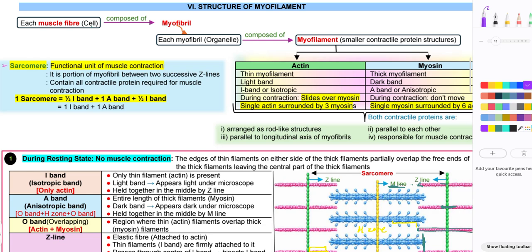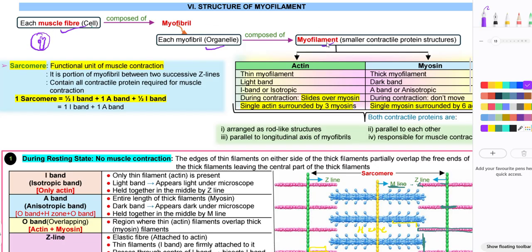We have studied that inside a cell the nucleus will be there, then we have endoplasmic reticulum, ribosomes, and these are the cell organelles. So what is a cell over here? Muscle fiber. Then inside the muscle fiber you have an organelle, we call it myofibril. This myofibril is composed of, or made up of, myofilament.